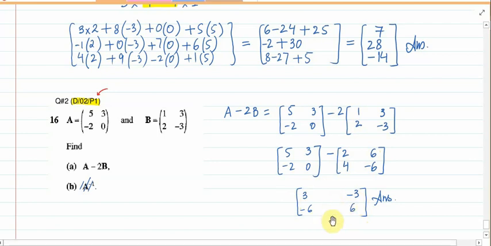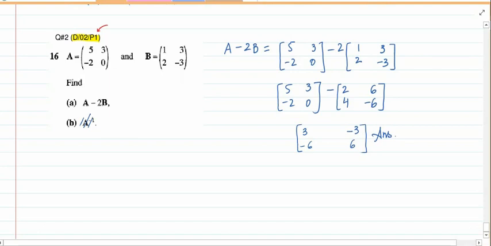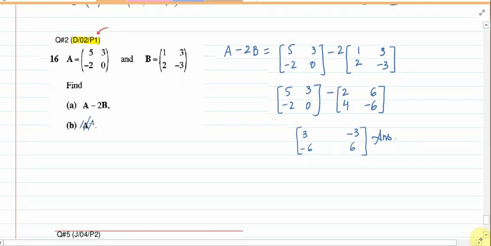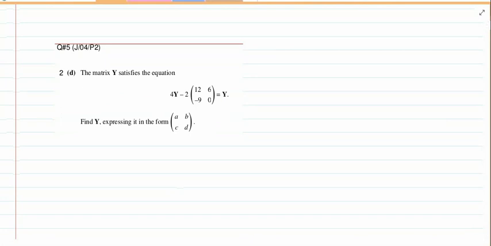So that was a past paper question. We will attempt some more past paper questions. So the next question is June 04 paper 2. You can see the question on your screen, right?